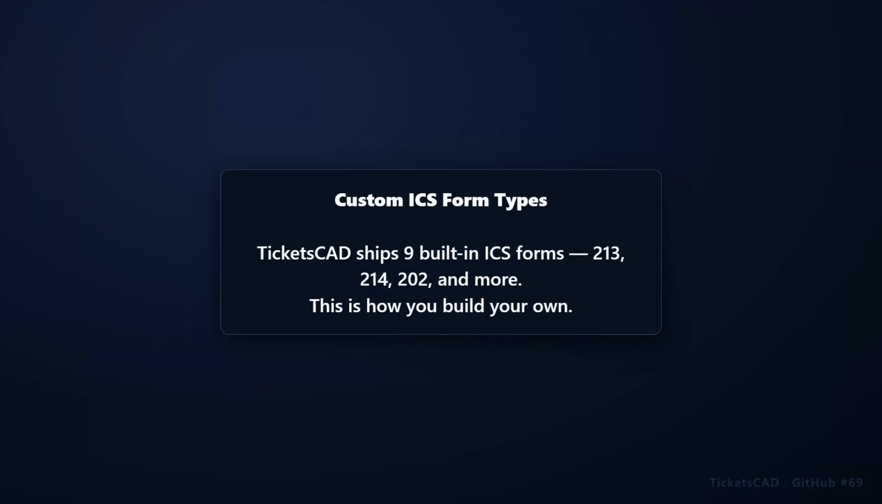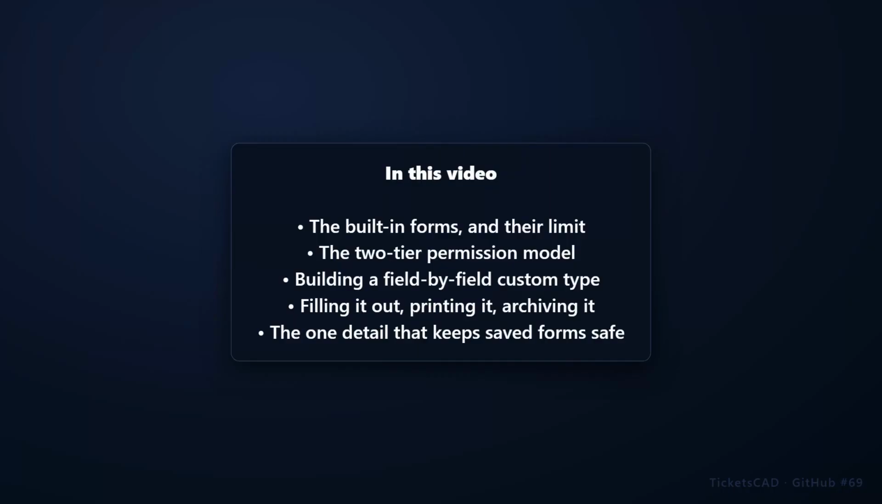In the next several minutes, a quick tour of the built-in forms and why they're not enough on their own, the two-tier permission model for who gets to author a custom type, building one field by field with the same numeric guardrails the server enforces, filling it out from the dispatch hub, printing it, archiving it, and the one design detail that keeps your saved form safe even after you edit the type later.